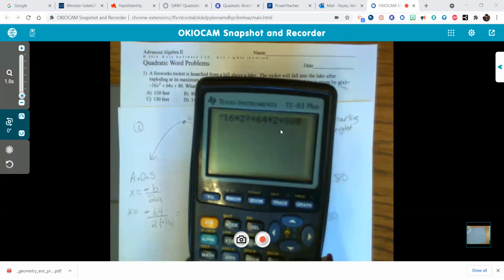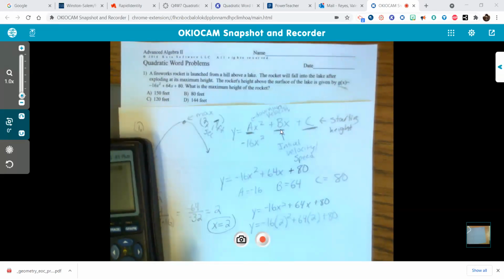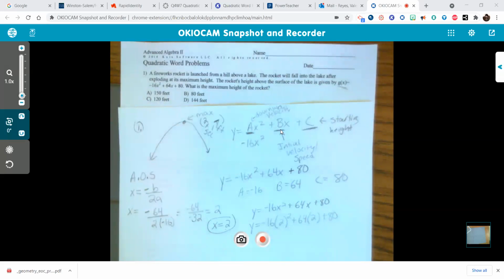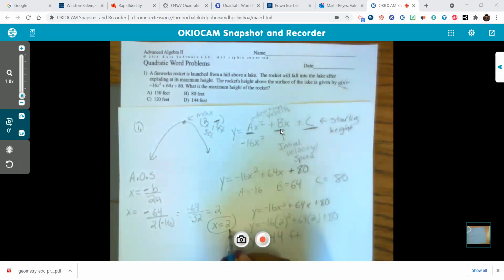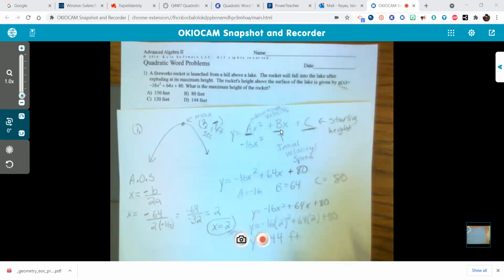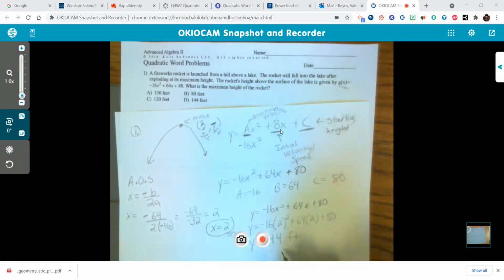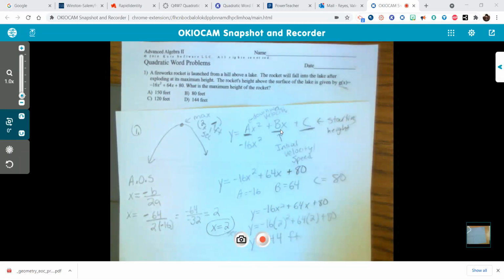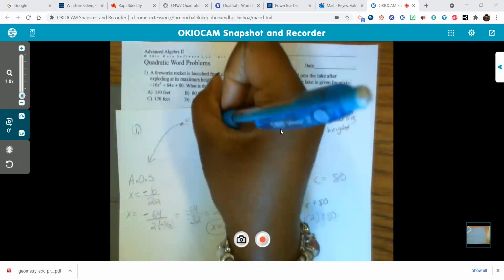Okay, make sure you type that in. And what does that give you when you type that in? What's your y value equal to? 144. So it's 144 feet. So in 2 seconds, the rocket reached 144 feet.